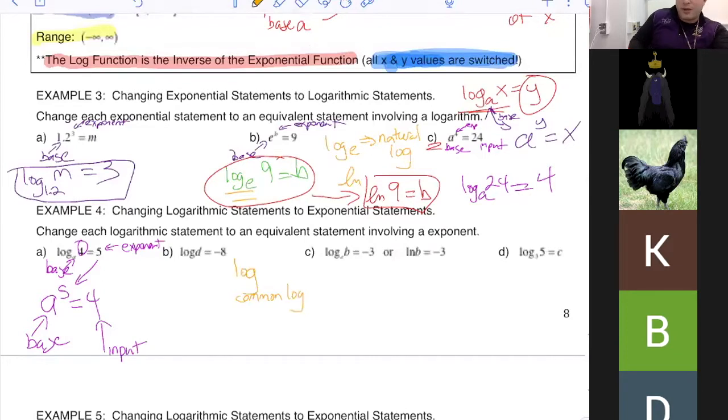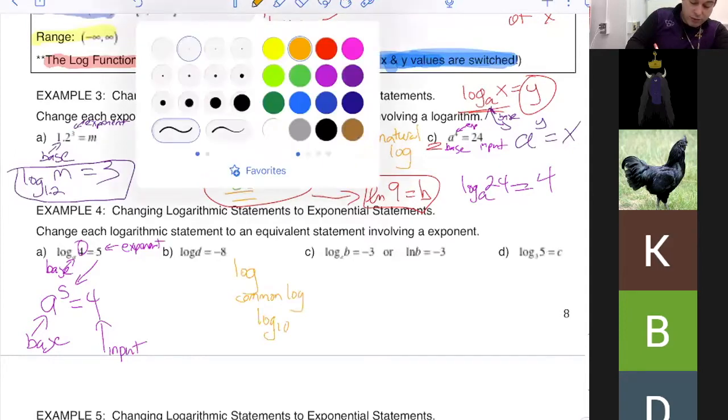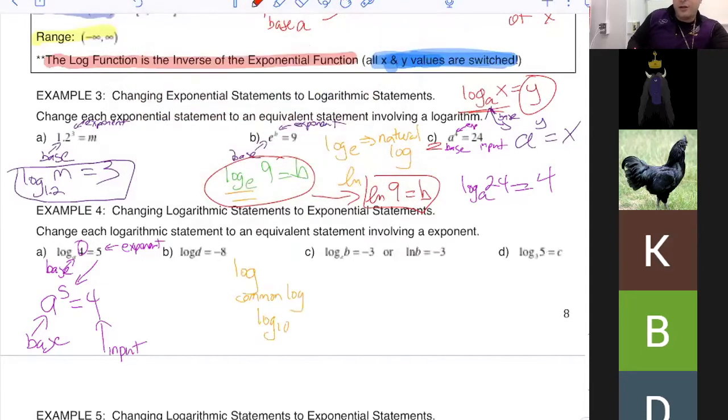So this is called common log, and what it really is is log base 10. But you won't ever see the 10 there. You'll just see log. And when you see that, you know that that's common log, which is log base 10. So now what B really looks like is log base 10 of D is equal to -8, or in exponential form, 10 to the -8th power is equal to D.